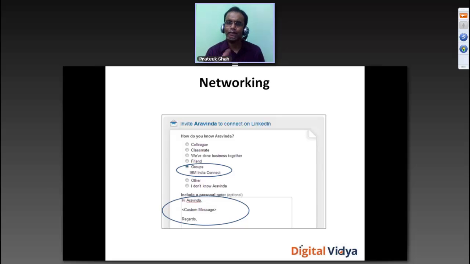A very small tip. At times we are faced with the problem of not being able to add somebody on LinkedIn because we are not friends with them, or we are being asked for their email IDs and stuff like that. So a small good idea is you can just go to their profile, check out the groups that they are a part of, join the same groups, and then LinkedIn gives you an option of connecting with them because you're part of the same group. So by doing that, you can connect with them.